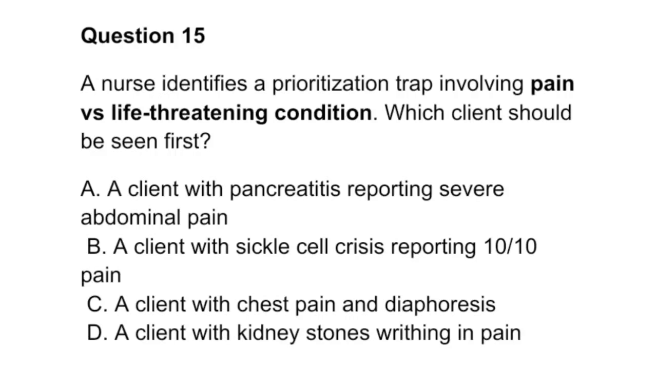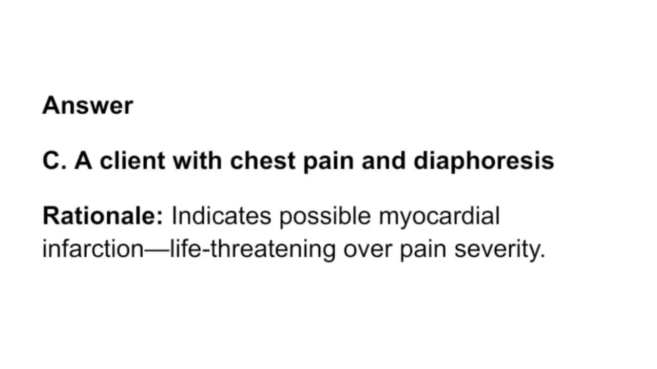Question 15. A nurse identifies a prioritization trap involving pain versus life-threatening condition. Which client should be seen first? A, a client with pancreatitis reporting severe abdominal pain. B, a client with sickle cell crisis reporting 10 out of 10 pain. C, a client with chest pain and diaphoresis. D, a client with kidney stones writhing in pain. Answer: C, a client with chest pain and diaphoresis. Rationale: indicates possible myocardial infarction, life-threatening over pain severity.